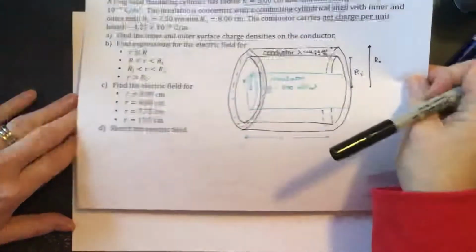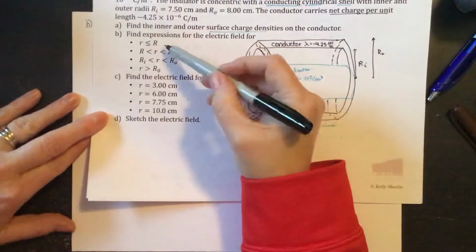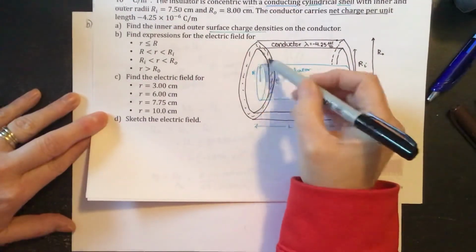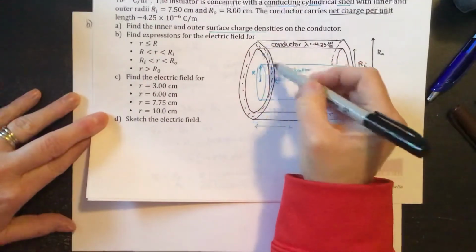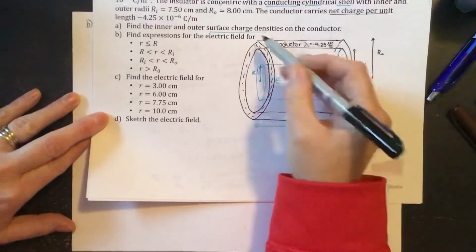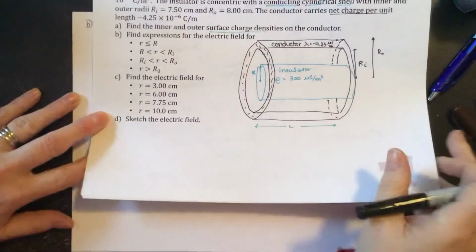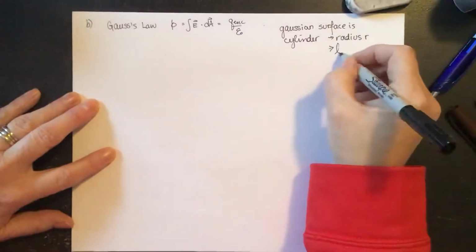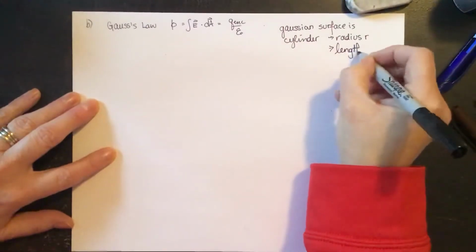Now in our geometry, we're going to take r at 4 different places. One case it'll be inside the insulator, one case it'll be between the insulator and conductor, once it'll be inside the conductor, and once it'll be outside the conductor. But in general, it's going to have radius r, and it's going to have length L.